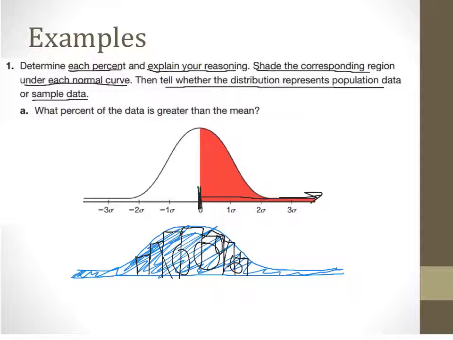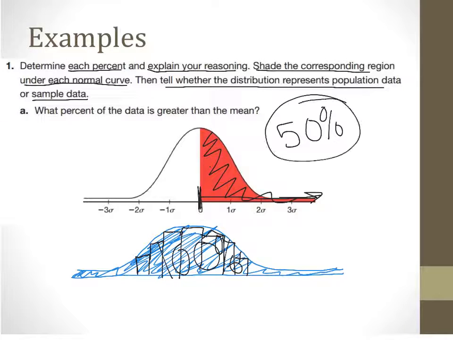If you answered or thought to yourself 50%, that is perfectly correct. Notice you can even tell area-wise that this red area is exactly half of my total area. So above the mean would be 50% of my data.